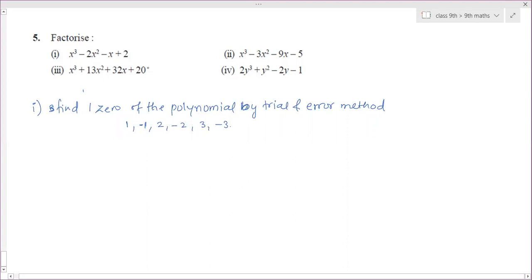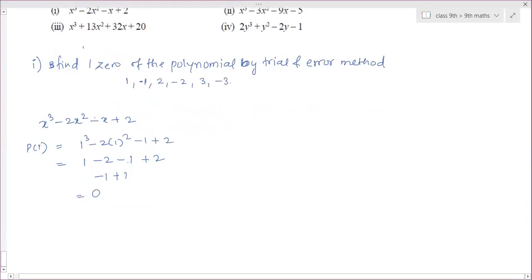So first I'm solving the first question, suppose x cube minus 2x square minus x plus 2. Start substituting the value of x as 1. So it is 1 cube minus 2 into 1 square minus 1 plus 2. So 1 minus 2 minus 1 plus 2. So 1 minus 2 is minus 1. Minus 1 plus 2 is plus 1. Wait, so the answer is 0. In one shot only I got one zero of the polynomial, that is x equal to 1 is the zero of p(x).